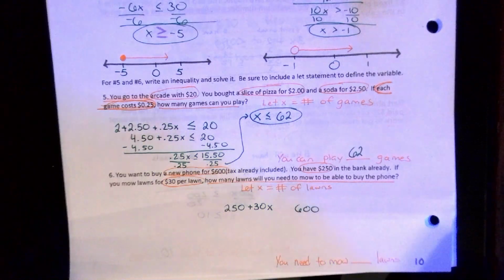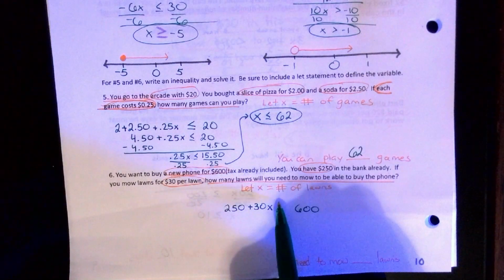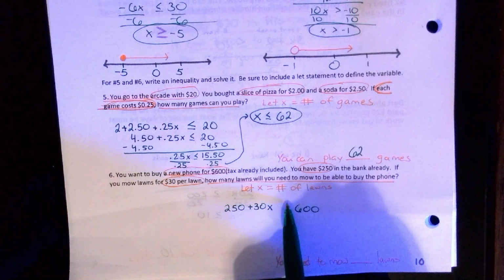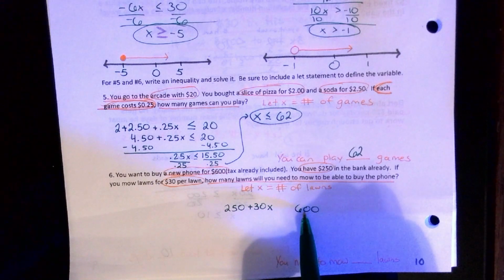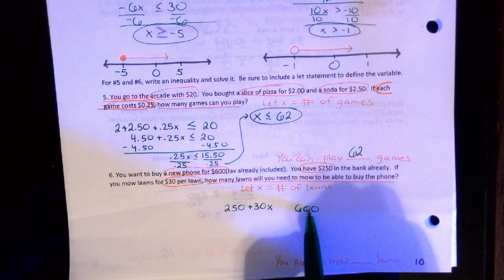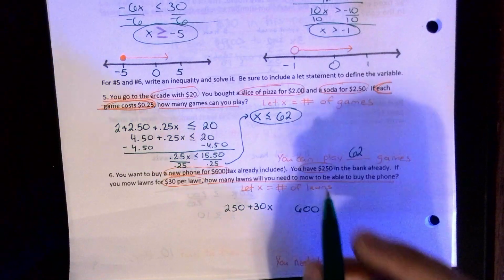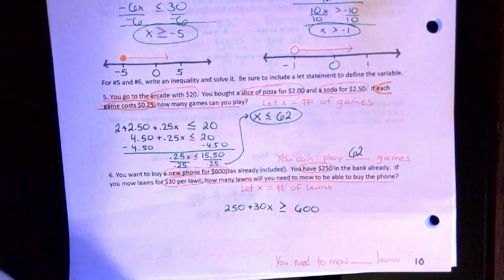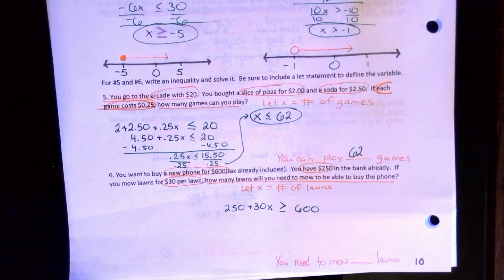Now, do you want the money that you have to be more than 600, or do you want the money you have to be less than 600? Well, if you have less money than 600, you can't buy your phone. So you need the money that you have to be greater than, or it could be equal to if you're going to spend every last penny that you have. So this would be our inequality.